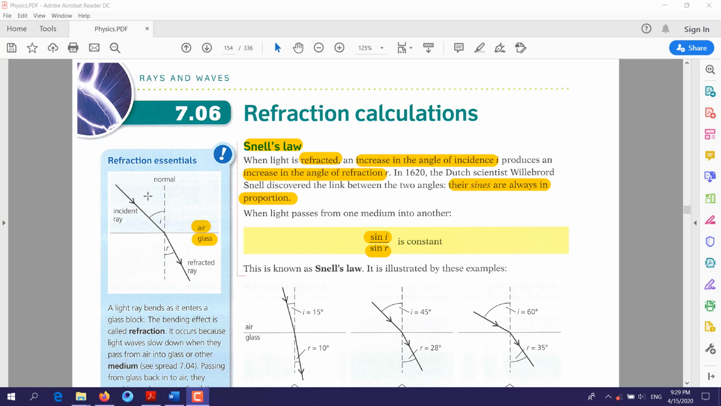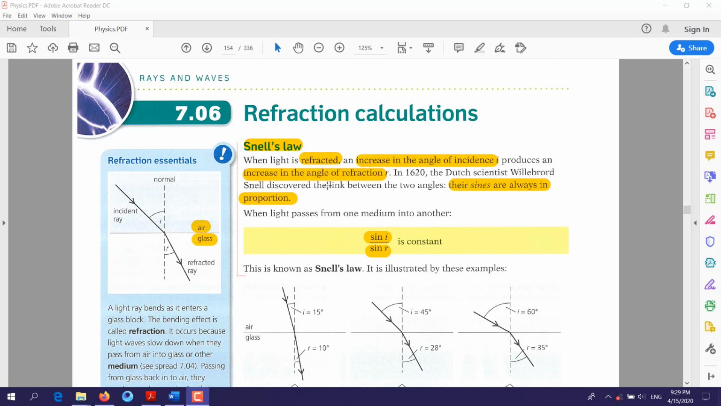If you take a look at this drawing, what do we have? We have the incident ray. This is the light ray, and here it's bending. But why is it bending? Because when light passes from one medium into another, between two different mediums, the light ray will refract, or bend.